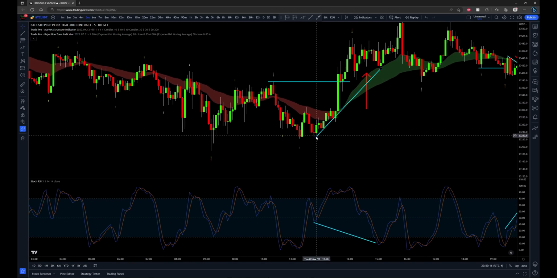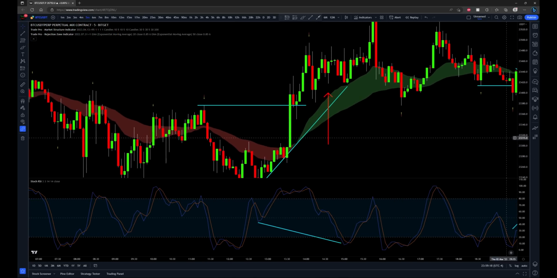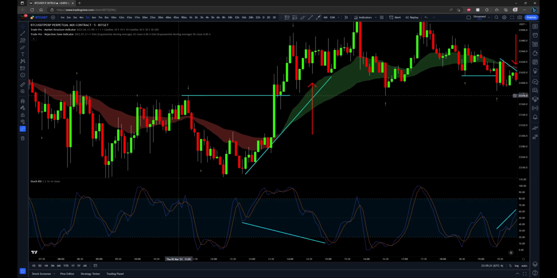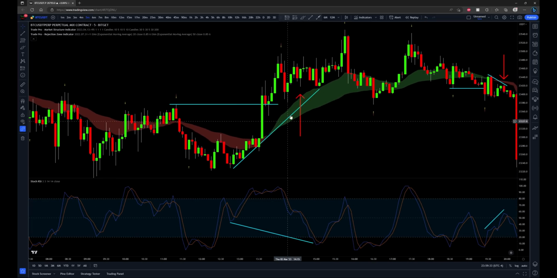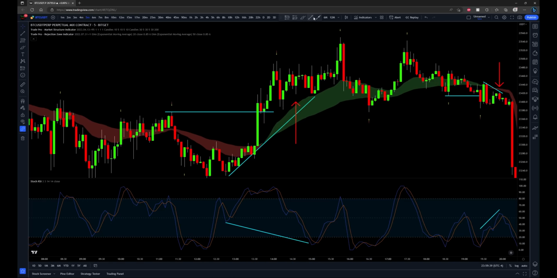Now our next example, bullish setup, bullish market structure break right here. Green cloud here, looking for hidden bullish divergence. So we get it a couple different places. We can draw it in here, lower on the stochastic RSI, higher low on price, looking for that next move up. We could also draw it in right here.